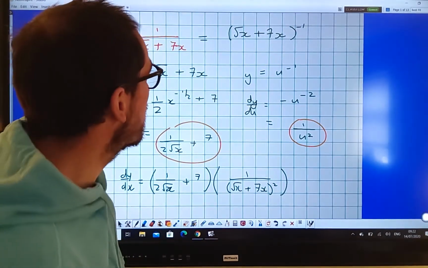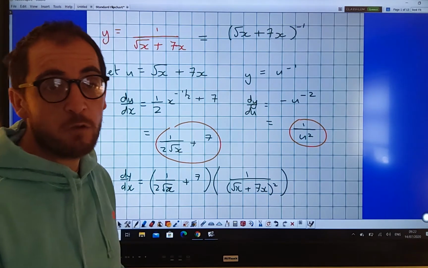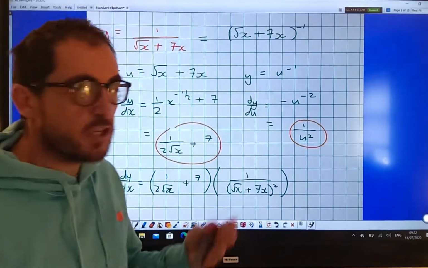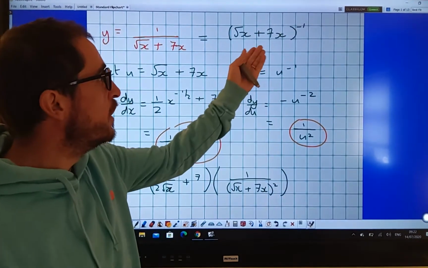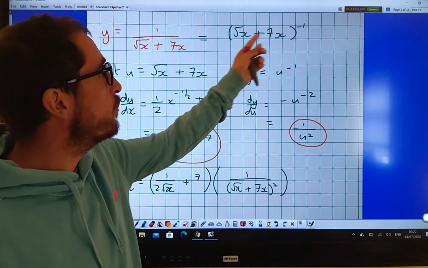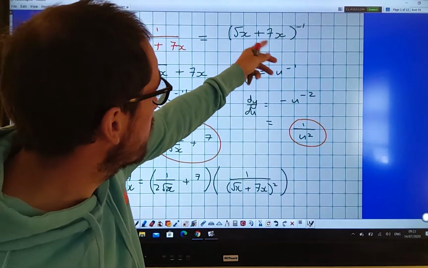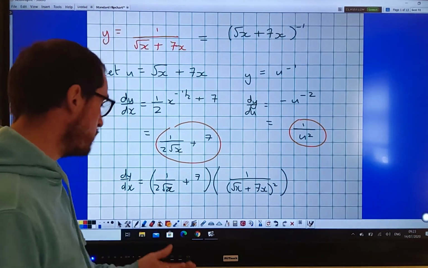So again, the hardest part was getting it in the right format, and that's always the way with these questions. You have to go and get it into the format. So for you to go and solve that, you have to write it like that. Okay? So it's the square root of x plus 7x. So that was that one there.